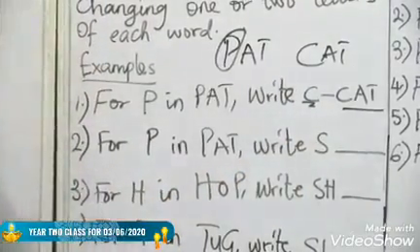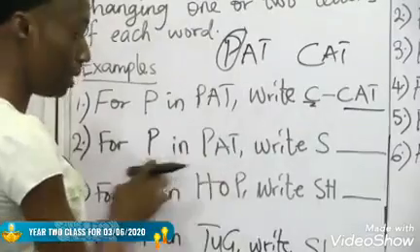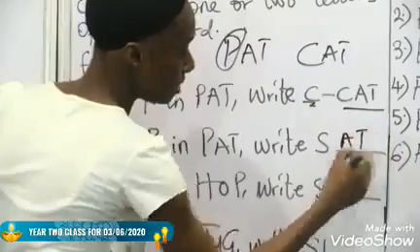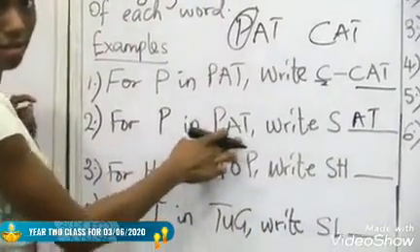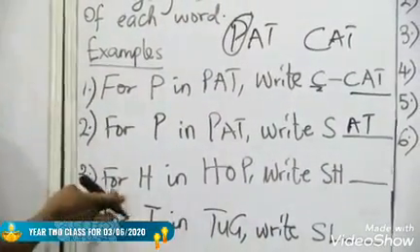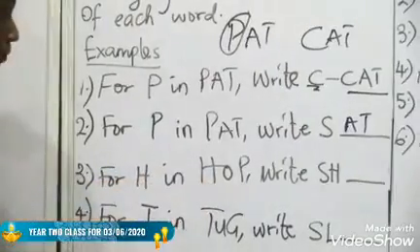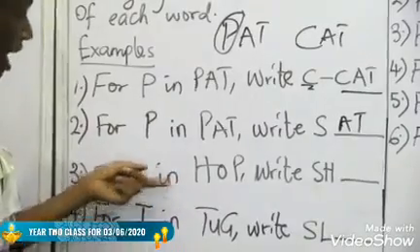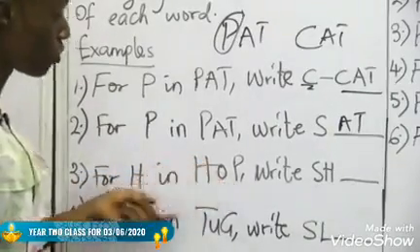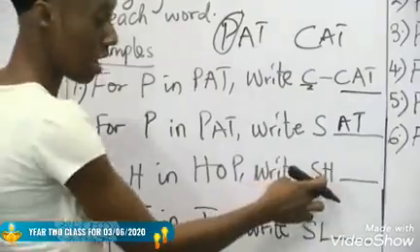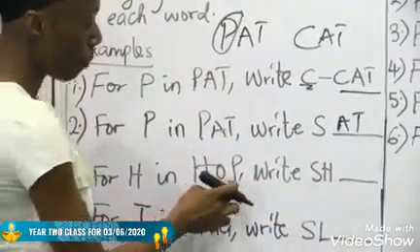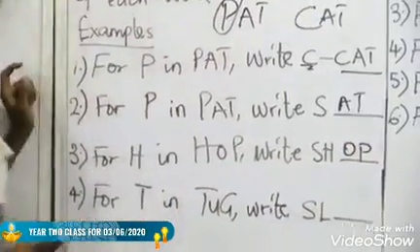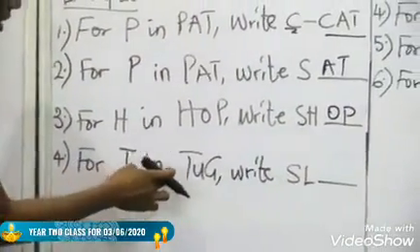So what are they telling you to do? They are telling you to remove the P and write S-A-T. Hope you understand. For H in hop, write SH. They have already told you for the H in hop, you should remove this H and now put your SH, which will be, you write your OP. Shop.